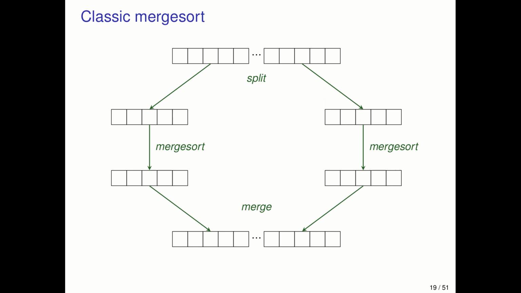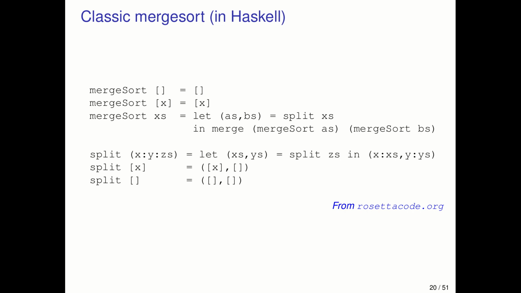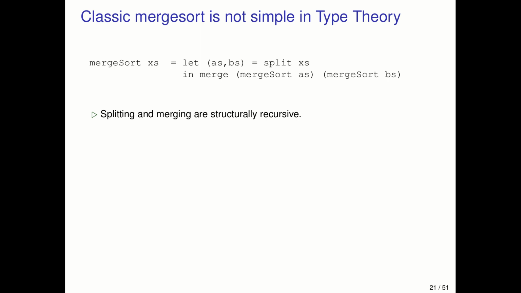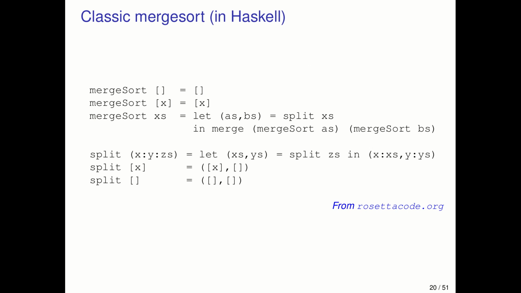In Haskell, you can write this code. In fact, this is on Rosetta Code where they give you all these different code implementations in different languages for the basic algorithms. So I guess we should just see the split and the merge. Here we do a split, we get two lists, we recursively sort those, and we merge them. Okay, very simple.